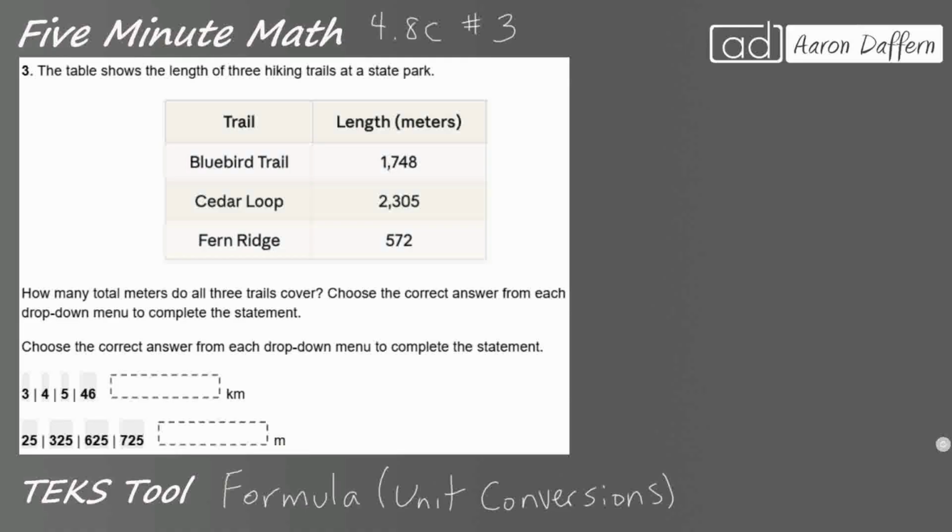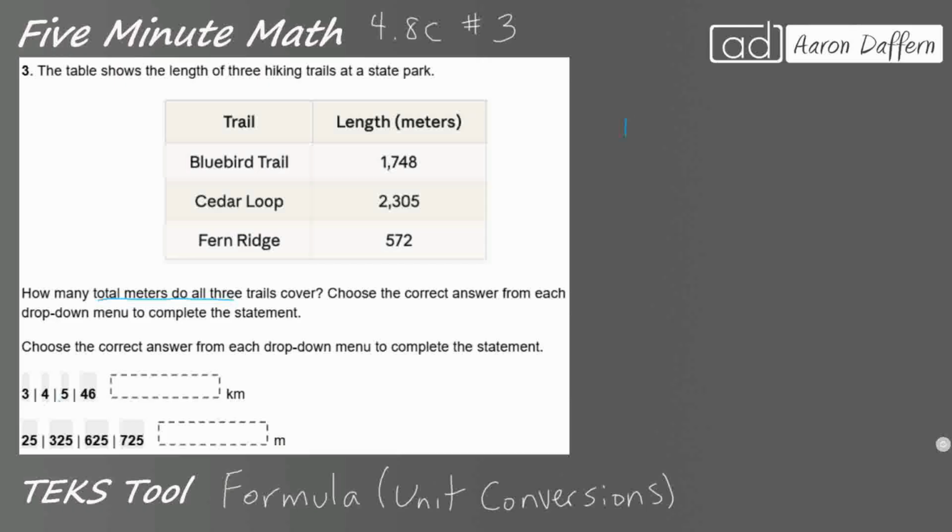So we've got three different trails, and we need to find the total meters that all three trails cover. And then we've got what would be a drop-down menu if this were on the STAAR test. And so you would choose one of these four answers. We can almost treat it like a drag and drop if we need to. So total meters, all three trails. Well, let's just go ahead and add these up.